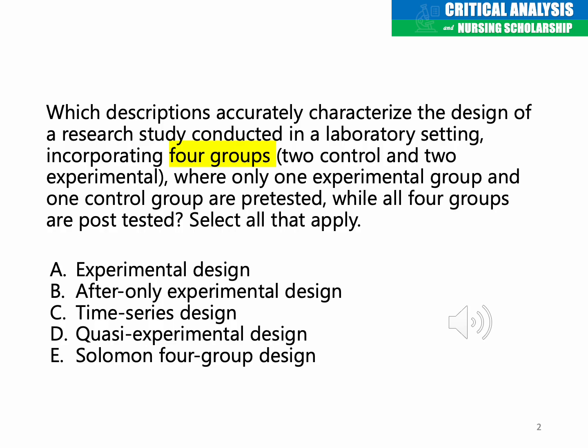Now, before we start with our new topic, let us first have a very short review of experimental research design by answering these questions. Which descriptions accurately characterize the design of a research study conducted in a laboratory setting incorporating four groups, two control and two experimental, where only one experimental group and one control group are pre-tested, while all four groups are post-tested? Select all that apply.